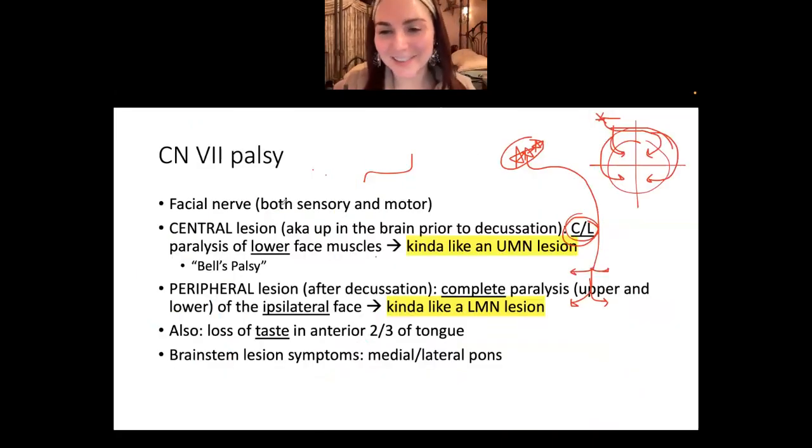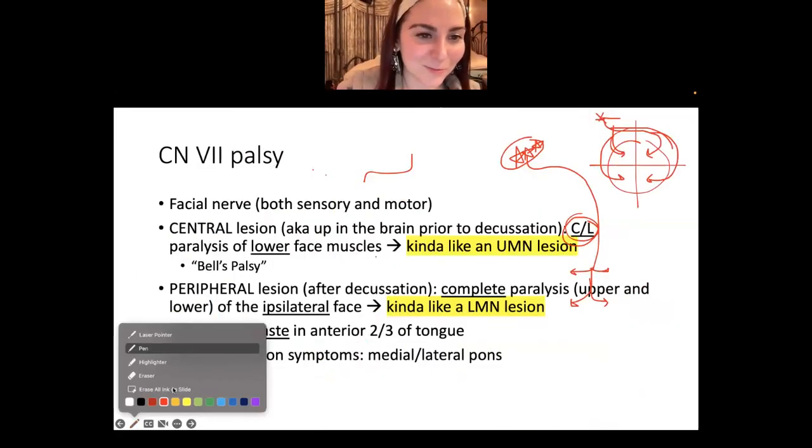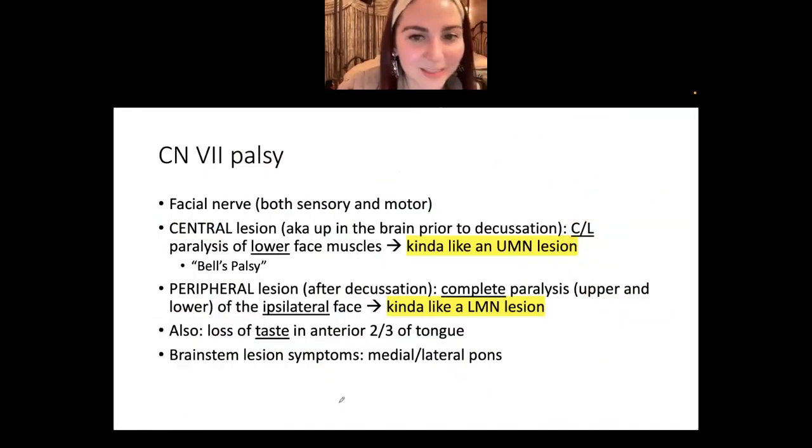Okay, so I don't know if I did that helpful of a job with this, and now we're going to walk back through what I wrote here, but hopefully that was a little bit more helpful. But again, if you lesion it up in the head, you're going to see contralateral lower face only. That's called Bell's palsy. And again, Bell's palsy is not the whole side, it's usually just the lower half of the contralateral face.